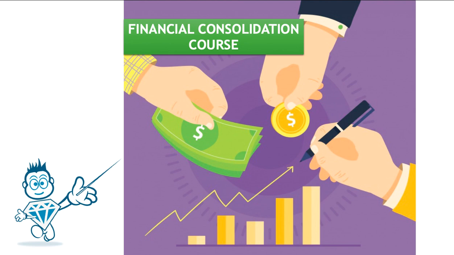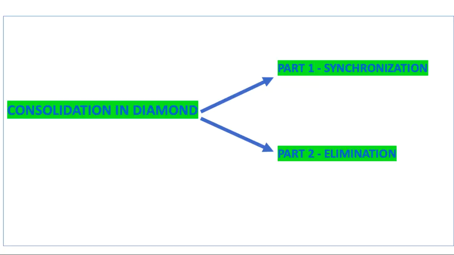Hello! Welcome to the second video of the Financial Consolidation course. In the previous video, I explained to you part 1 of the consolidation process, which is called synchronization. In this video, I will show you the second step of consolidating in Diamond, which is called elimination.